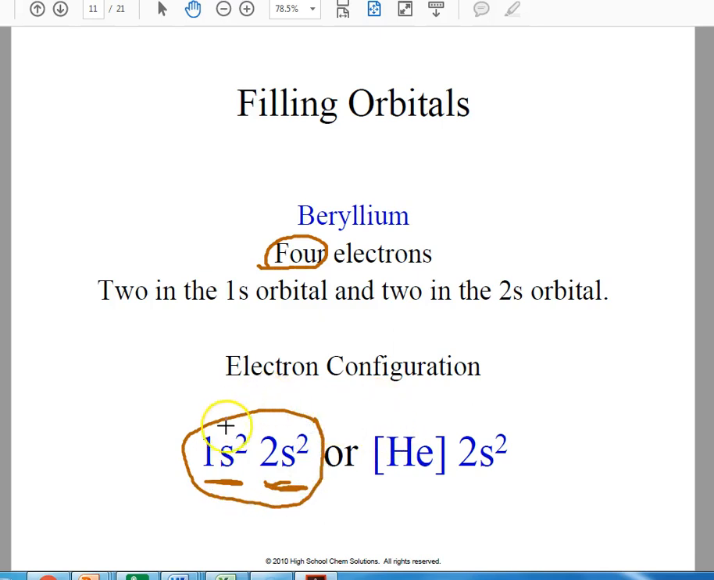If we wanted to write that shorthand, we could replace this 1s2 with the element helium, because that is helium's electron configuration, and then finish out beryllium with the 2s2.